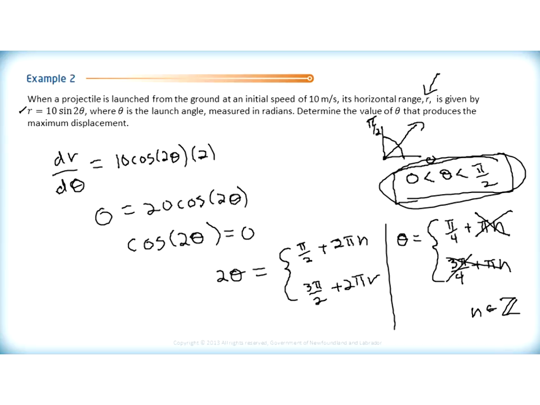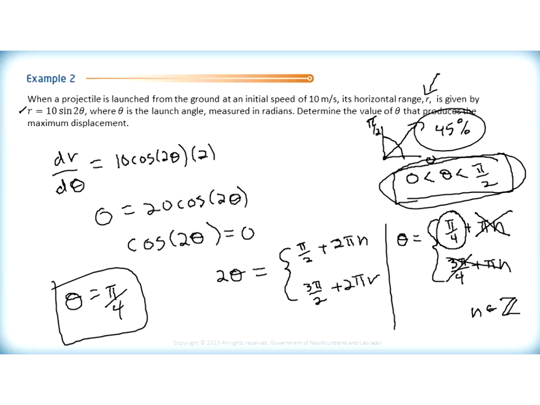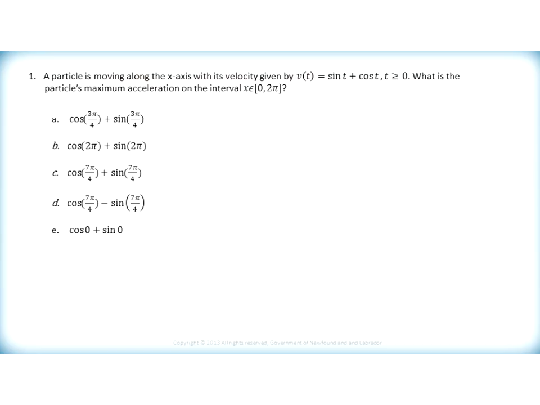So the only possibility here is going to be at pi over 4, which if you think about it is going to make some good sense. So we want theta to be equal to pi over 4. That's going to be our value of theta that gives us our maximum value, because then we're going to launch at 45 degrees. This gets the projectile as far as we can get it. Okay, good question. Next one.